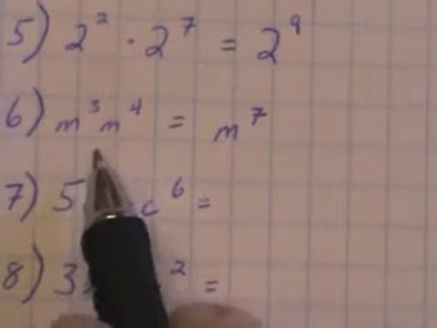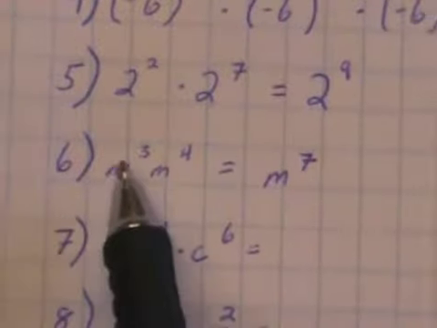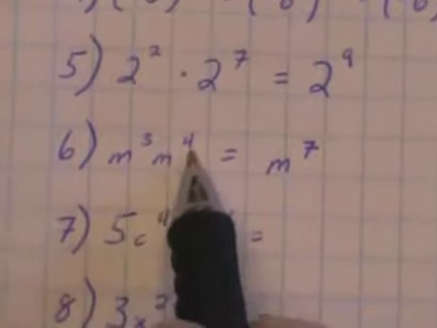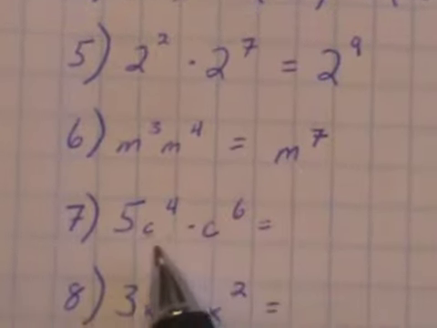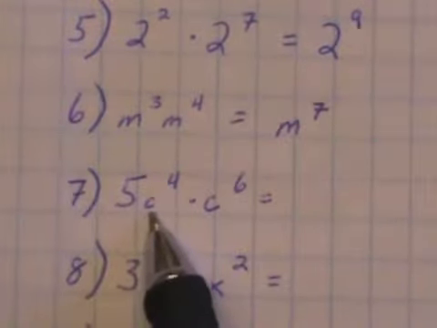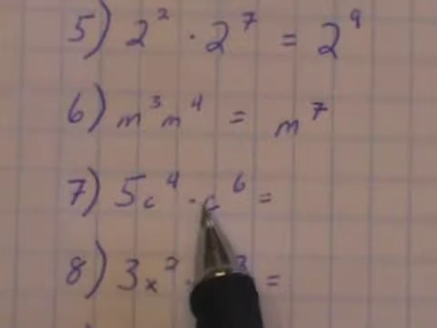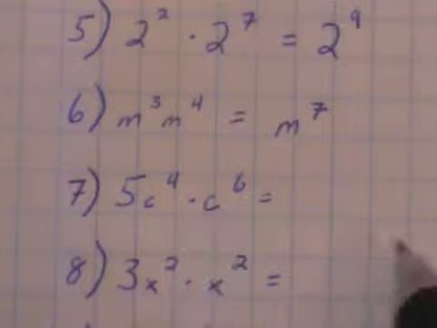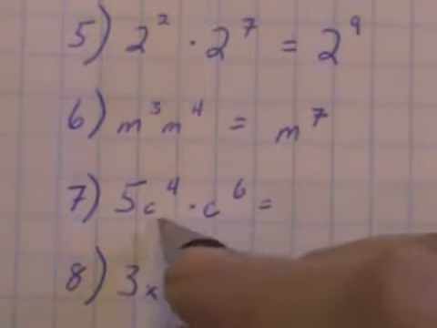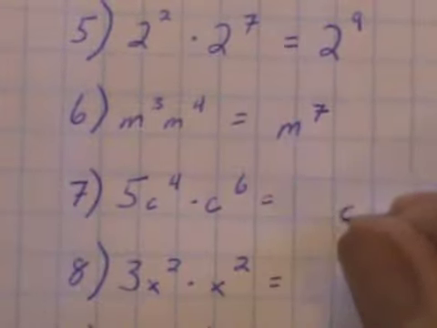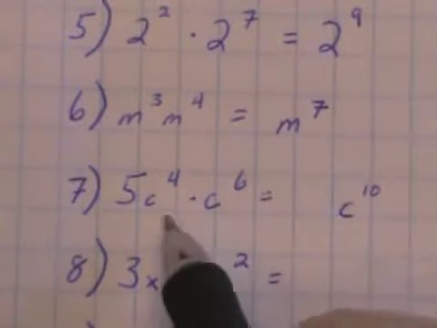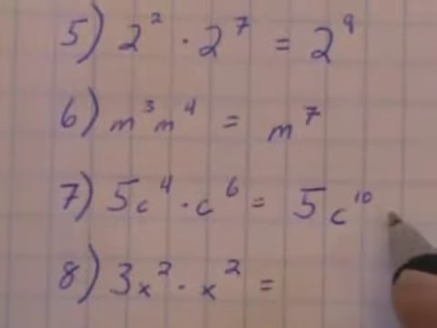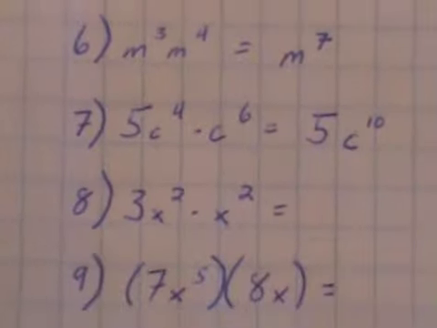Take a look at this one. The base is the same. They're being multiplied. You can still add the exponents. Okay? See what happens with this. We've got c to the 4th, c to the 6th. Base is the same. They're being multiplied. So whatever we end up with is going to have c to the 10th. Since this was being multiplied by 5, keep the 5. 5c to the 10th. See what you can do with number 8.